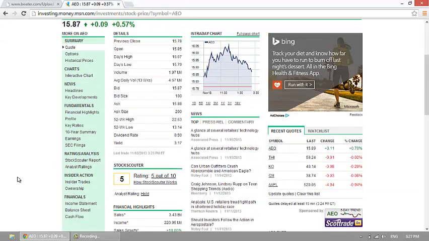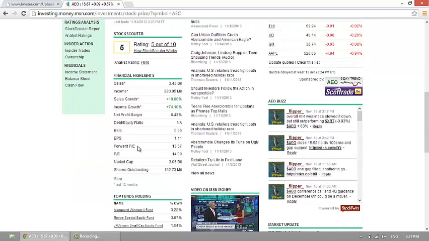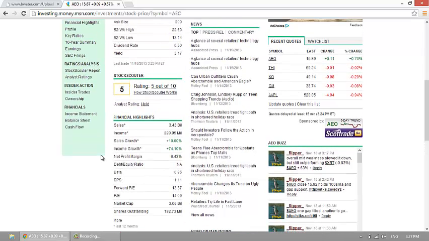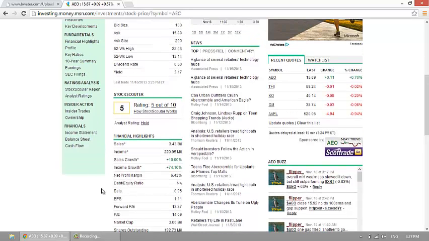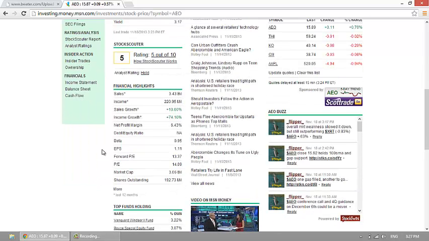So now since we have that, the first thing I usually look at is the PE ratio. Here we have a 14 PE ratio, which is pretty low for a company like American Eagle. This is usually trailing 12 months, so it's the PE ratio for the last 12 months. After I look at the PE ratio, the next thing I'm usually going to do is check out the income statement.